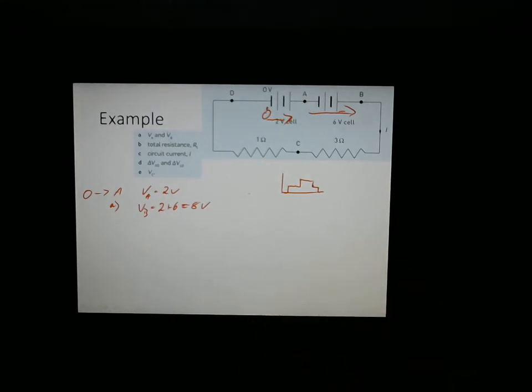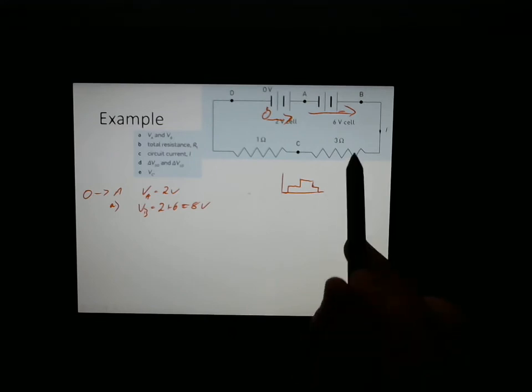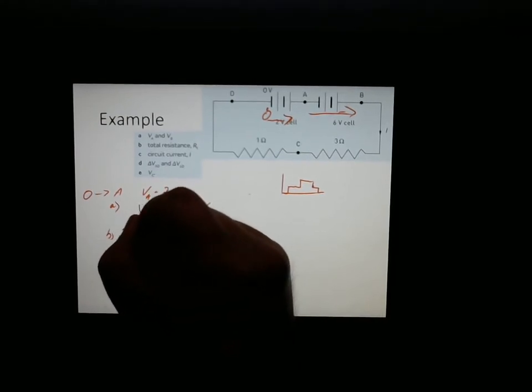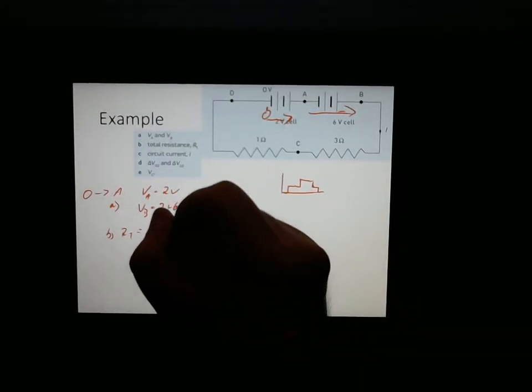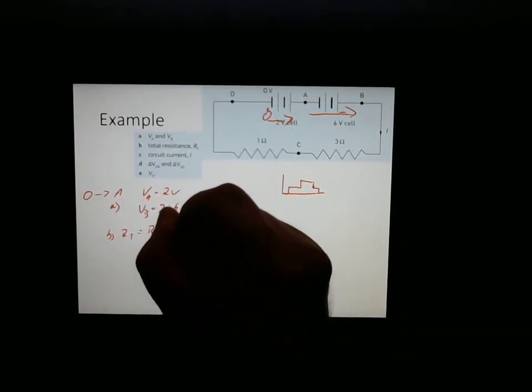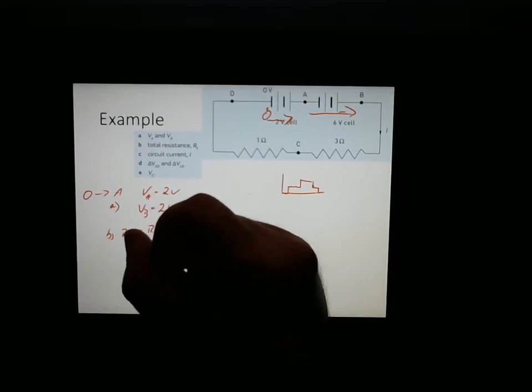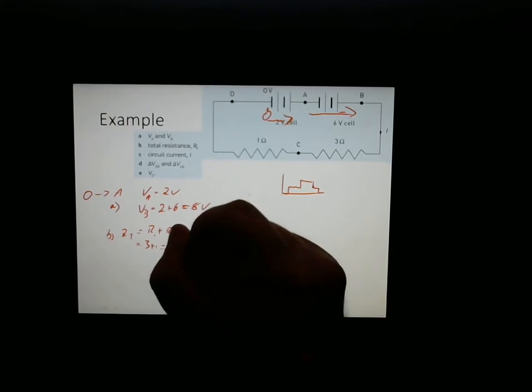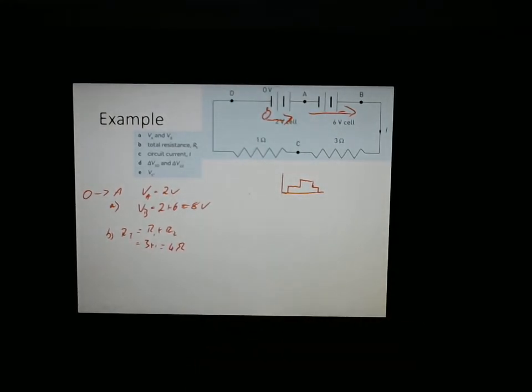Please note that that is definitely not to scale. The total resistance: you can see we've got two resistors here, and they are in series. So the resistance in total is going to equal resistor 1 plus resistor 2. And so we just take our numbers, 3 and 1, equals 4 ohms.